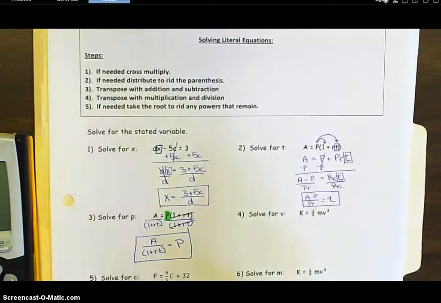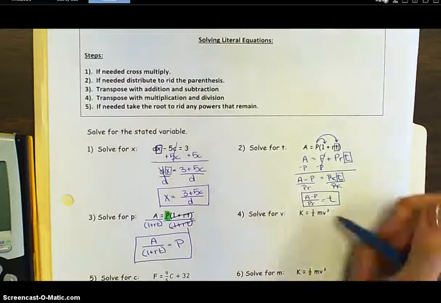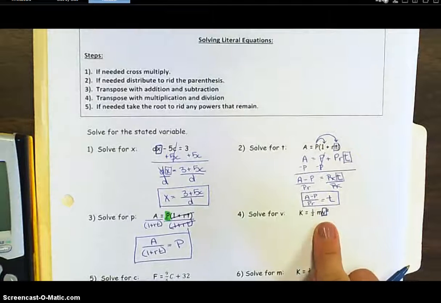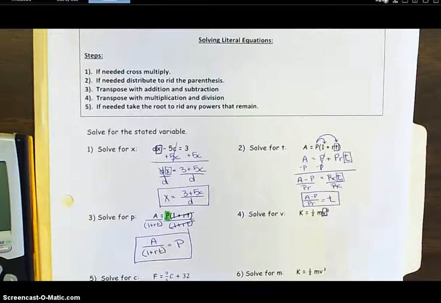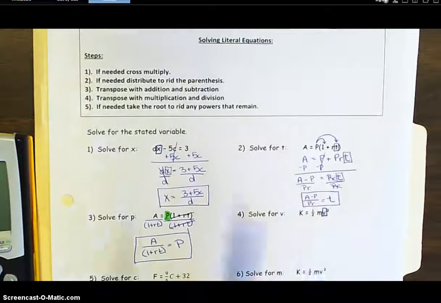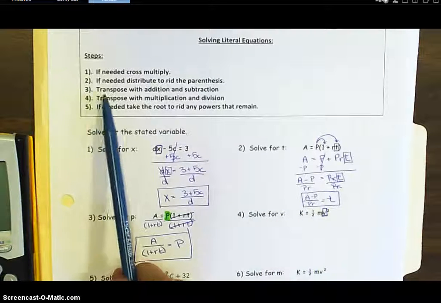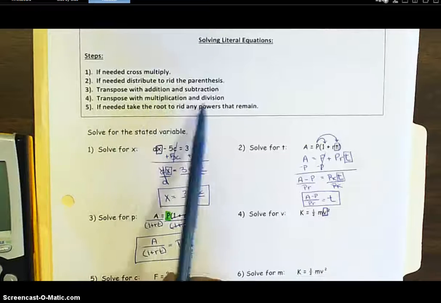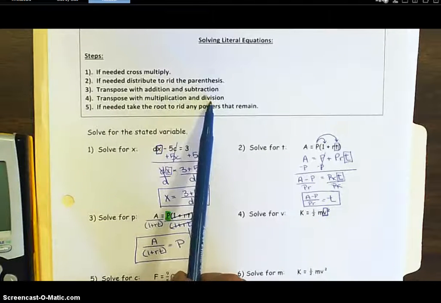Okay, let's go ahead then now and let's try number 4. Solve for V. So the first thing I'm going to do is take a look at my V. So there's my V. I want to keep that where it is, bring everything else to the other side. So step 1, if needed, cross multiply. Nope, don't have to do that. If needed, distribute. There's no parentheses. Number 3, transpose with addition and subtraction. There's no addition or subtraction. So number 4, transpose with multiplication and division, and that we do have.